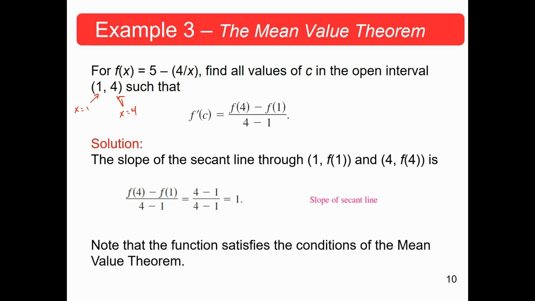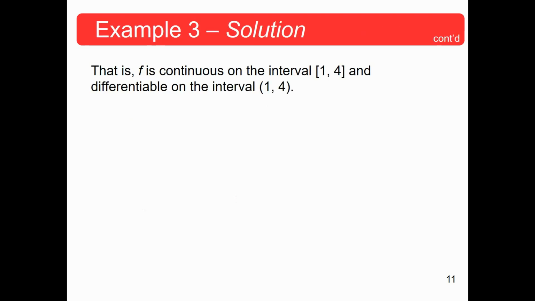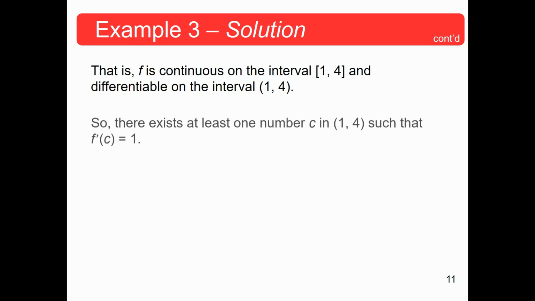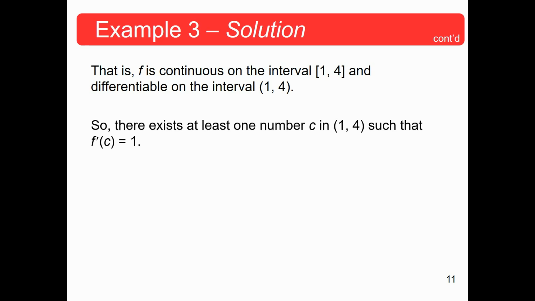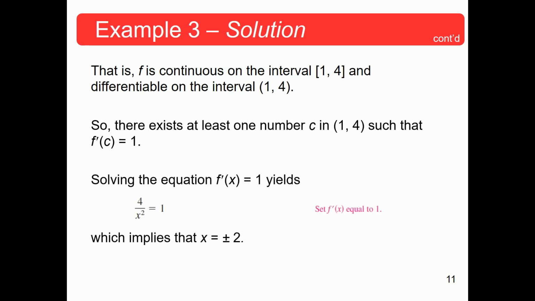Now, this definitely satisfies the conditions of the mean value theorem. So what are we going to say? We know that f is continuous, and we know that it's differentiable on the open interval, so we can use these things. That means that there exists at least one number c in that interval from 1 to 4, such that the derivative is equal to the slope of that secant line, which was 1. So we have 4 over x squared equals 1. Why 4 over x squared? Because our original equation is 5 minus 4 over x.